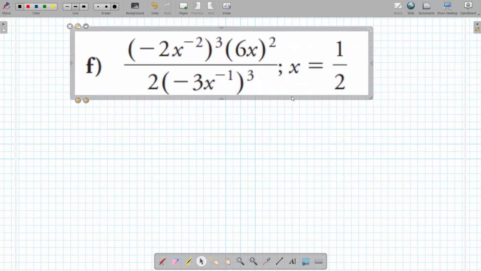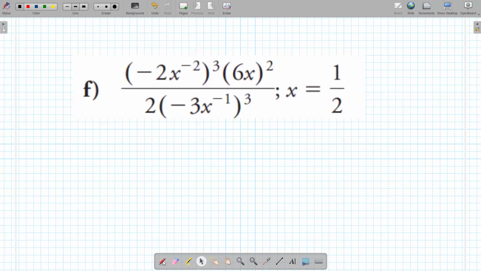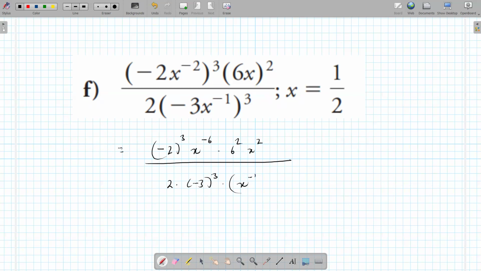For this one as well, look at this. We are going to open all the brackets. And when you're doing this, just remember the exponent applies to everything inside the bracket. So in the numerator here, that cube also applies to that negative sign. Becomes negative 2 cubed, x to the negative 6, 6 squared, x squared. 2 times negative 3 to the 3 times x to the negative 1 to the 3, which is x to the negative 3.